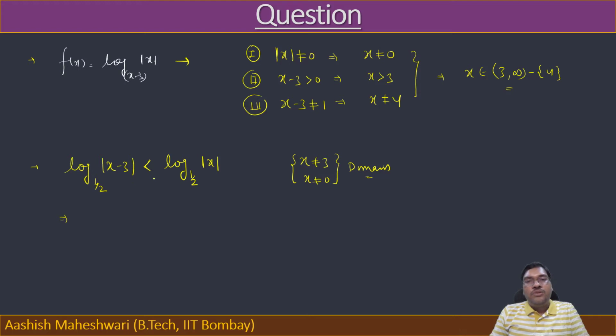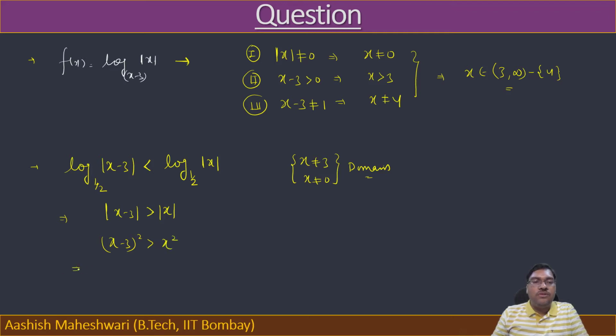Now, what will be the solution of this inequality? You can see here the base is less than 1. Now, if base is less than 1, we know that sign of inequality will reverse. So, this is why we will say modulus of x minus 3 is greater than modulus of x. Now, how will you solve this? Since both sides are of the same sign, both positive, you can directly square on both sides. You can say x minus 3 whole square should be greater than x square.